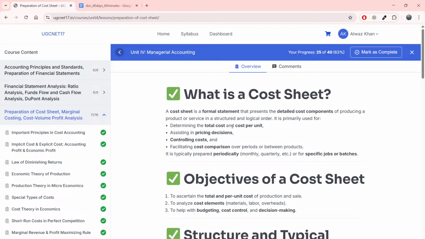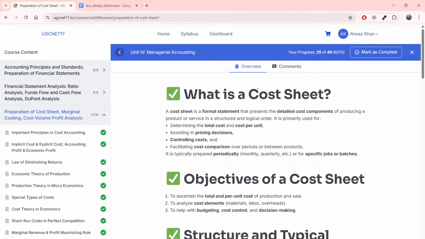What is a cost sheet? A cost sheet is a formal statement that presents the detailed cost components of producing a product or service in a structured and logical order. It is primarily used for determining total cost of the product, cost per unit, assisting in pricing decisions, controlling cost, and facilitating cost comparison over periods or between products. It is typically prepared monthly, quarterly, or for specific jobs or batches.